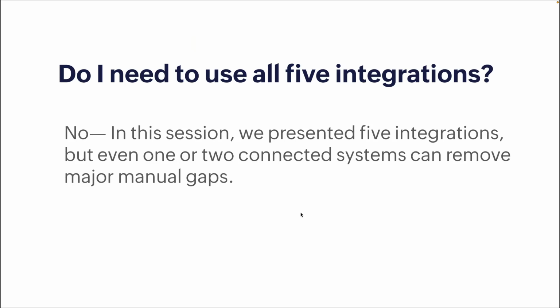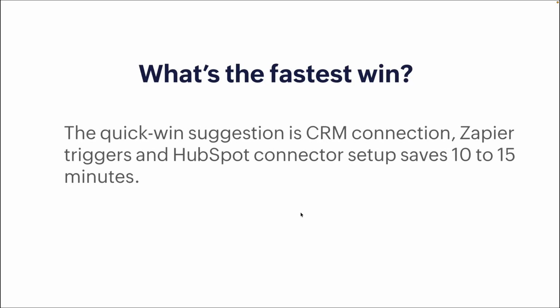Do I need to use all 5 integrations? No. In this session, we've presented 5 integrations. But even if you use 1 or 2 connected systems, it will remove major manual gaps in your webinar workflows. What's the fastest win? The quick win suggestion is obviously the CRM and the Zapier trigger. Also, if you are a HubSpot user, you can also use the HubSpot connector, which will definitely save 10 to 15 minutes of your post-webinar activity.